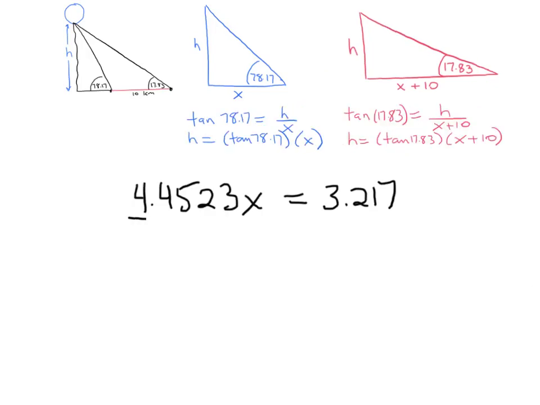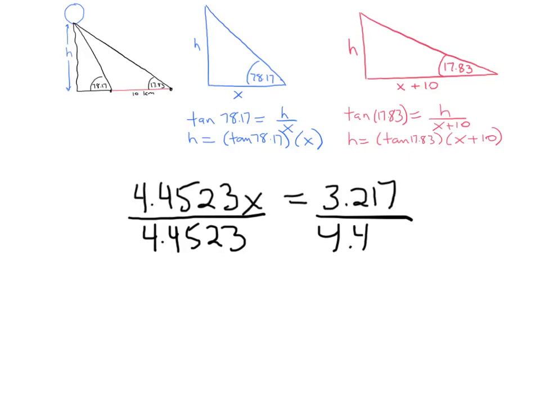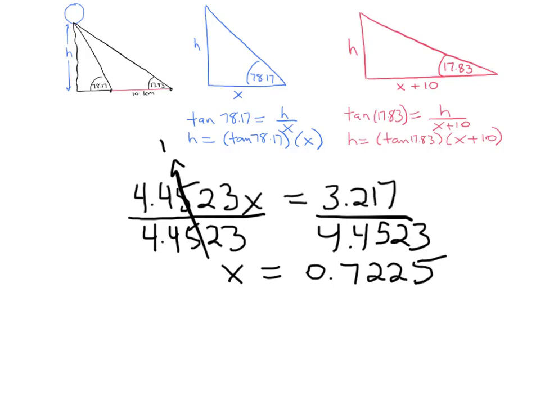So we can now solve for x. We divide by the coefficient using the multiplication principle from Module 3 and obtain x is equal to 0.7225.